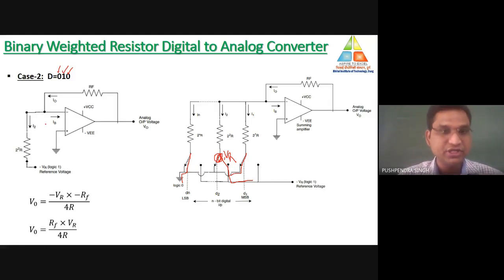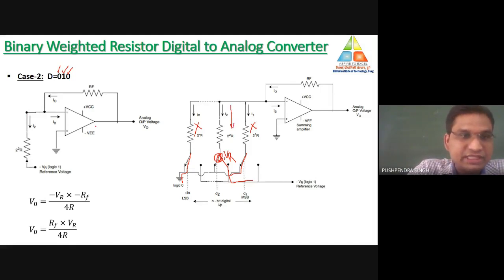Similarly, this will not be part of the circuit, and this will also not be part of the circuit. So only the I2 current path will be part of the circuit. So I2, with the help of 2 to the power 2 R, is connected to minus VR. Already we have discussed how this is.